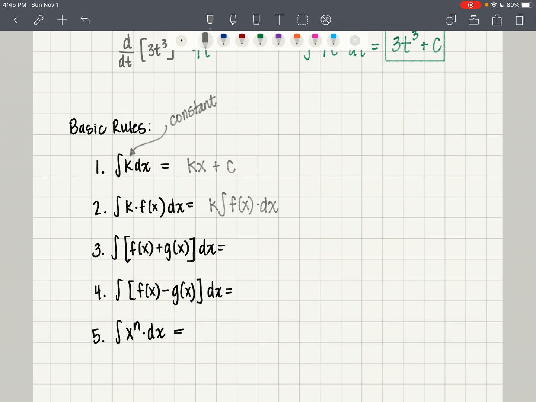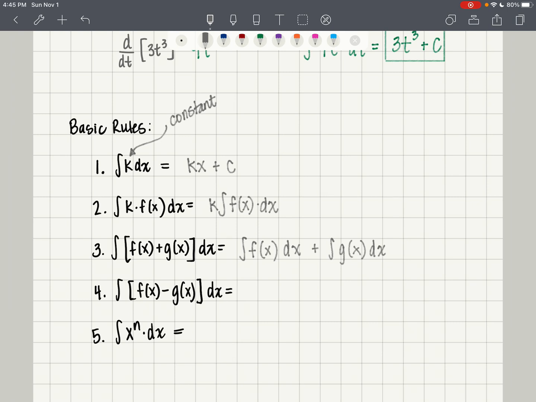Another rule that we'll want to have memorized is rule number 3. If I have more than one term, or a combination of two functions that I'm adding together, I can find the antiderivative of each one of those functions separately and add those antiderivatives together. So the integral of f of x plus g of x dx is equal to the integral of f of x dx plus the integral of g of x dx.